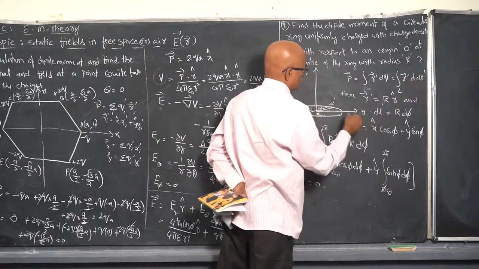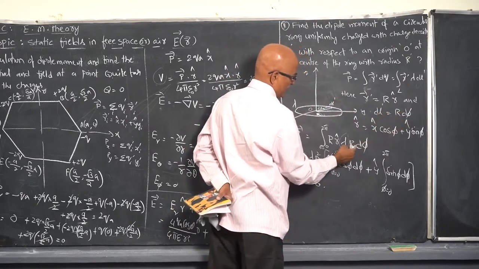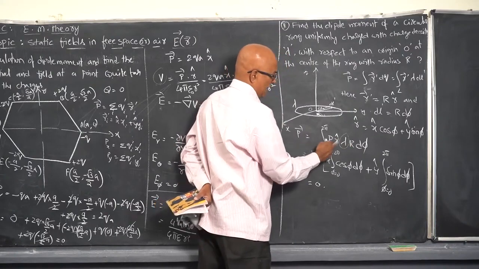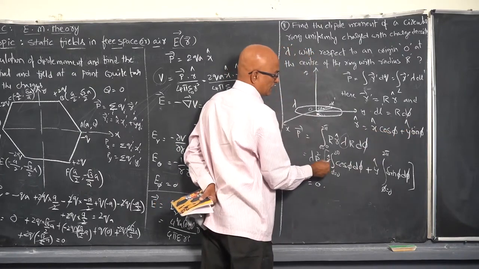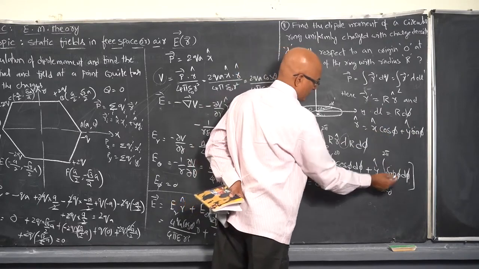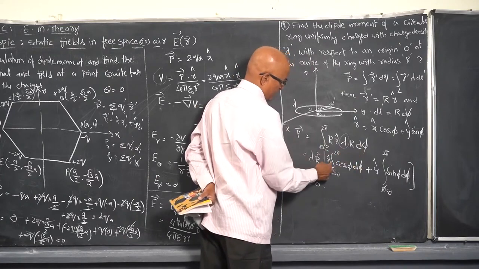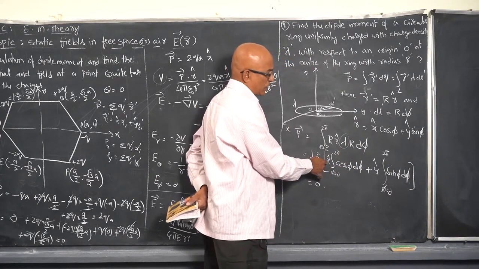dl prime is equal to the length of the arc, which is r times the angle subtended, r d phi. Lambda r squared I have taken outside the integral. r cap is replaced by x cap cos phi plus y cap sin phi. Integral of cos phi d phi. x cap is a constant vector. Cartesian vectors x cap, y cap, z cap are constant vectors.